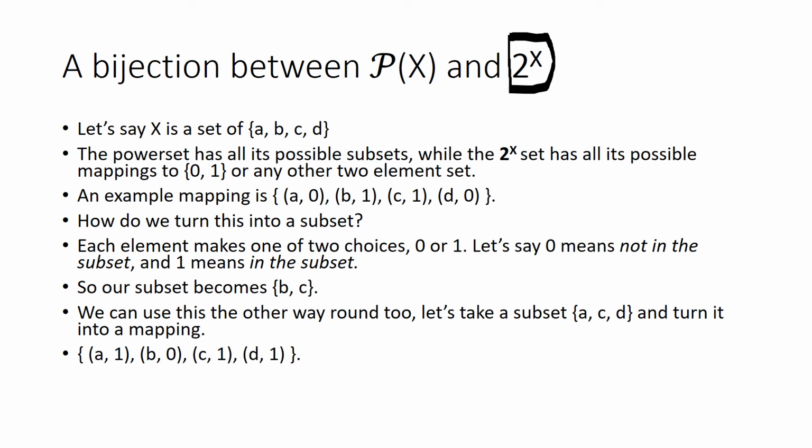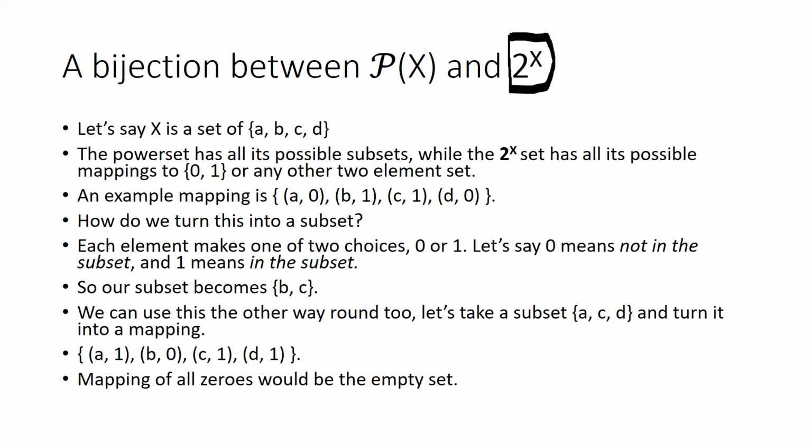Well, A, you can see, is in the subset, so it maps to 1. B is not in the subset, so it maps to 0. C is in the subset, maps to 1. D is in the subset, maps to 1. Everything that's in the subset will map to 1, and everything else just maps to 0. And that's how we relate subsets to mappings. And you can see we can relate each mapping to exactly one subset, and each subset to exactly one mapping.